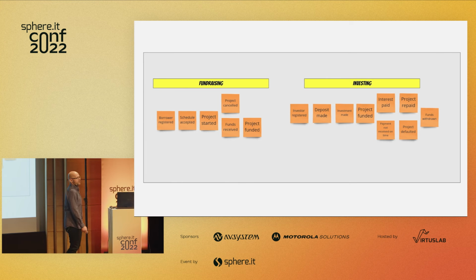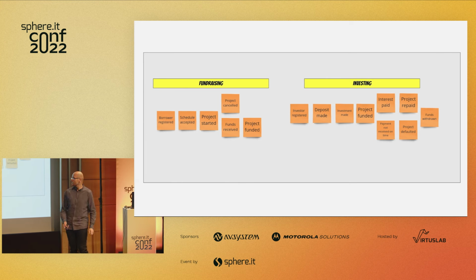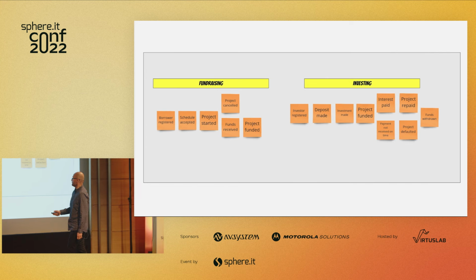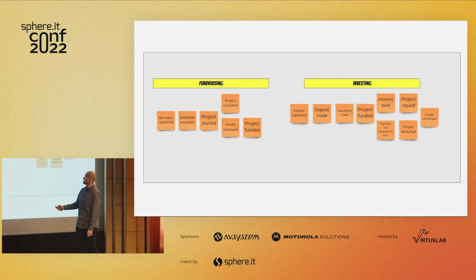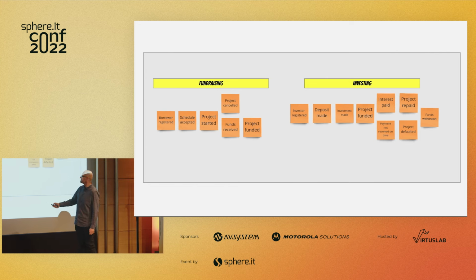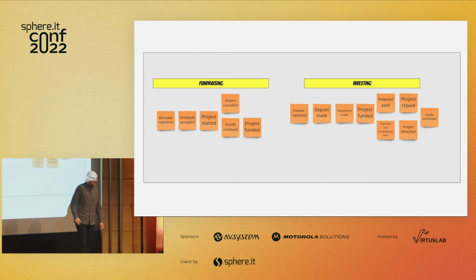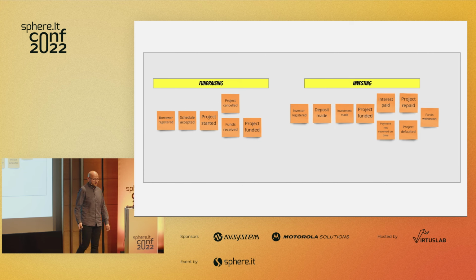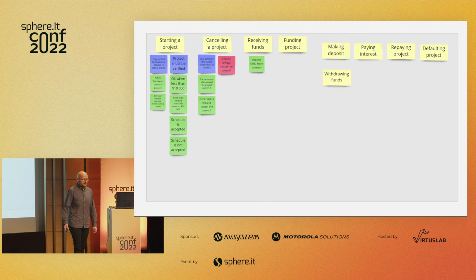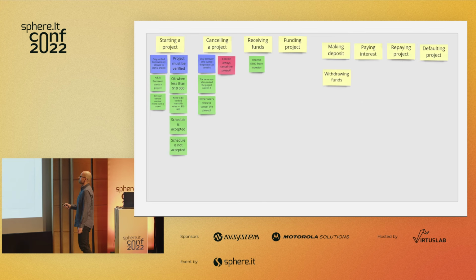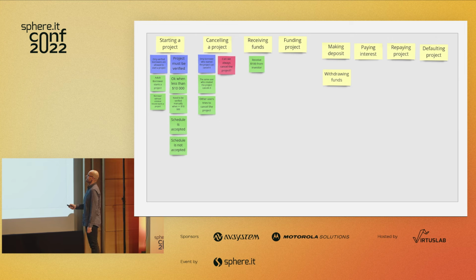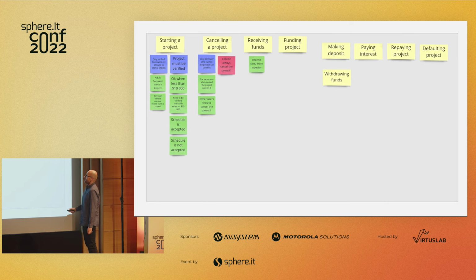So in fundraising, the flow is like that. The borrower first registers, then the schedule can be accepted, then the project can be started, the project can be cancelled, funds can be received, and finally the project can be funded. So that's the process. And now what we would do is focus on a given process, like starting a project here, and try to use example mapping.